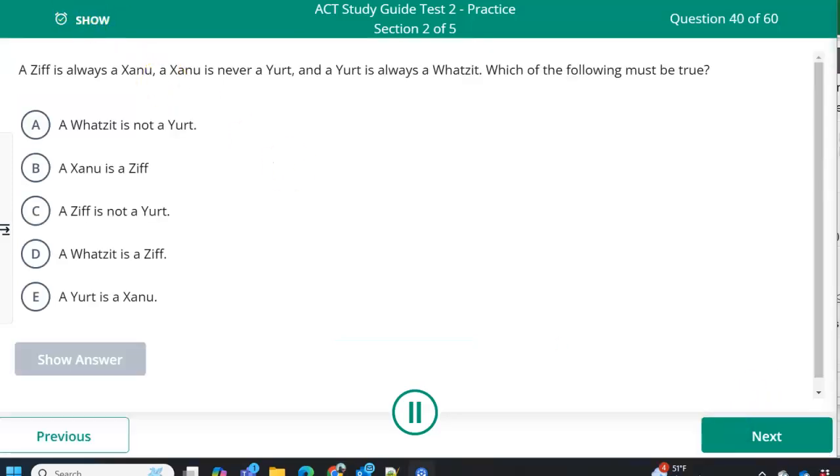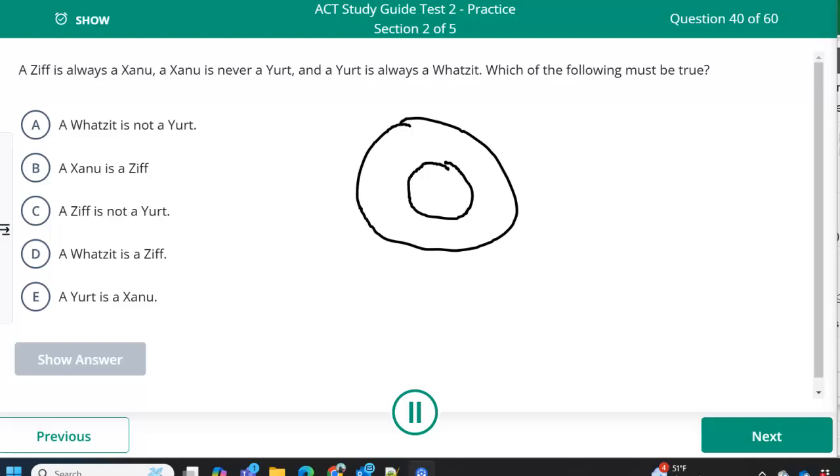A ziff is always a zanu. A zanu is never a yurt. A yurt is always a what's-it. Which of the following must be true? Okay. Probably Venn diagrams will help us here. First of all, a ziff is always a zanu. So we'll say a ziff is always a zanu.